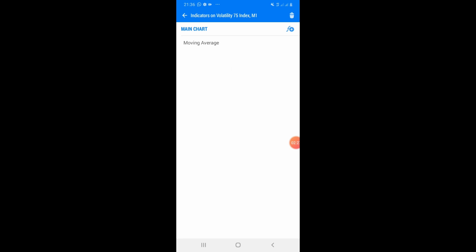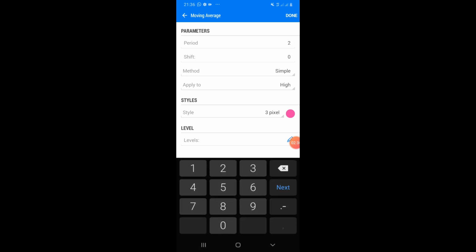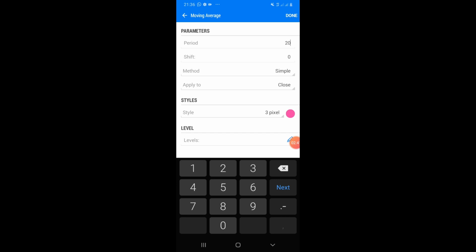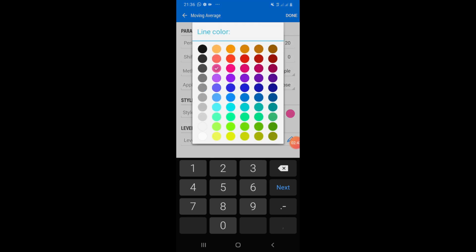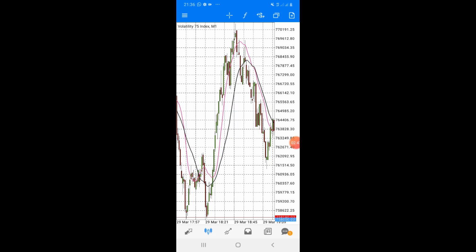The next moving average that I'm going to add is also a simple moving average, but the period now is different. So I need a 20 right there, and I need to apply it to close. Make sure you follow everything. Then the color, I'm just going to put it to black. Then I'm going to click done. Now I have 2 lines, 2 moving averages.